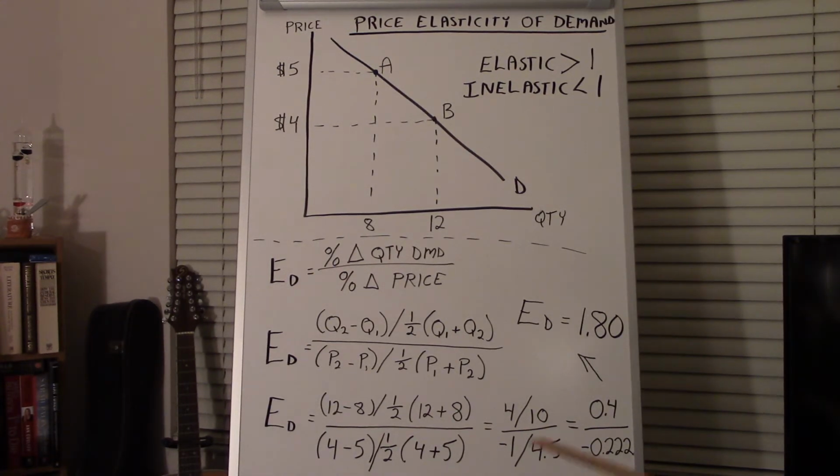And let's remember the formula, the midpoint formula, is simply looking at the difference between the two values, whether it's the quantity or the price. And then we're going to divide it by the midpoint of the quantity or the midpoint of the price. That will bring us to a calculation where we can calculate our elasticity of demand, and in this case our elasticity of demand is 1.8, which is elastic, which tells us we want to lower our price from $5 to $4. We want to take the lower price that's more beneficial.